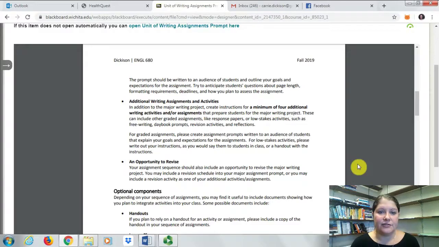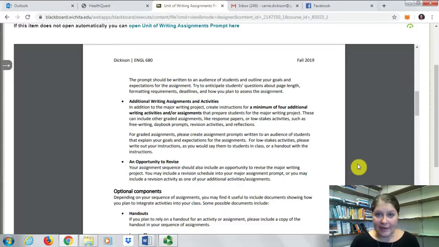So these can include graded assignments, say like a shorter response paper that's preparing them for the larger project. Or it could include low-stakes activities, so things like free writing, daybook prompts, revision activities, reflections. All of those would count towards writing activities that could be part of the sequence.